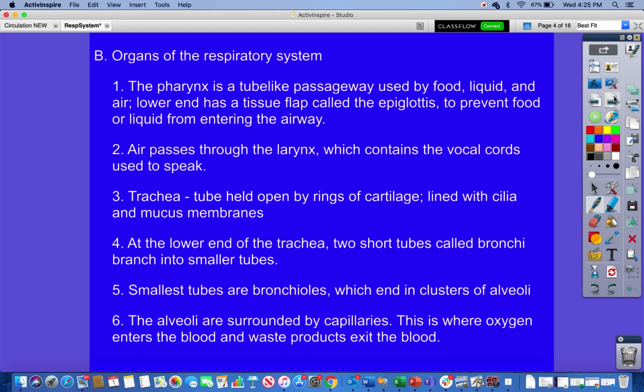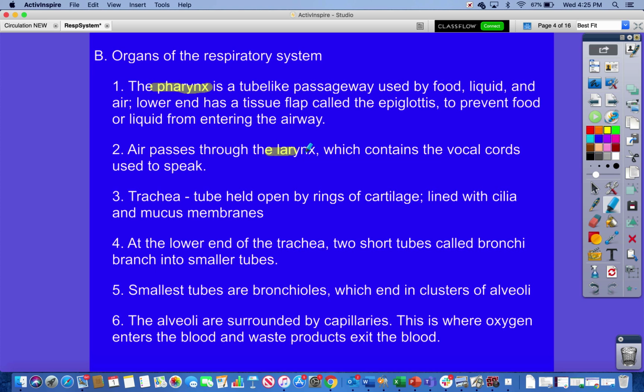All right, so we get into the parts, the organs of the respiratory system. You can turn your book to page 560, and on 560 you can see a nice little diagram of all the parts of the respiratory system. I'm going to highlight them and go through them pretty fast. The pharynx here is a tube-like passageway used by food, liquid, and air. This is ultimately the tube that allows air to go through it, to start, you might say.